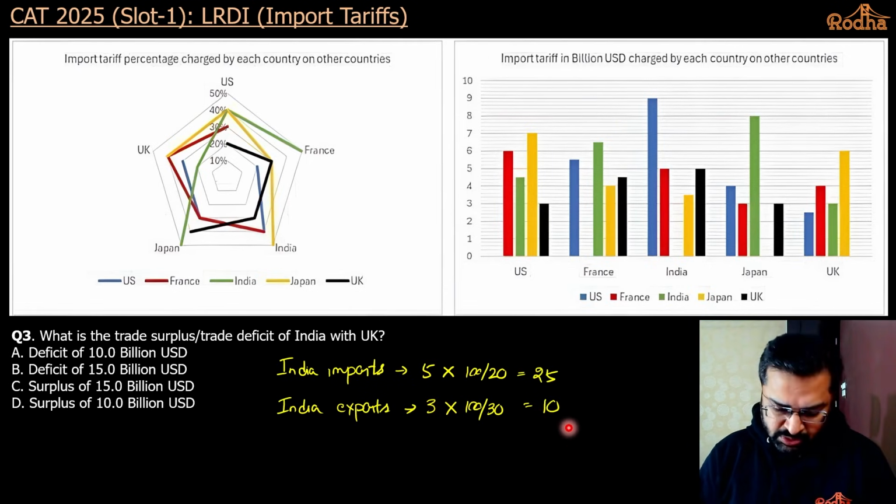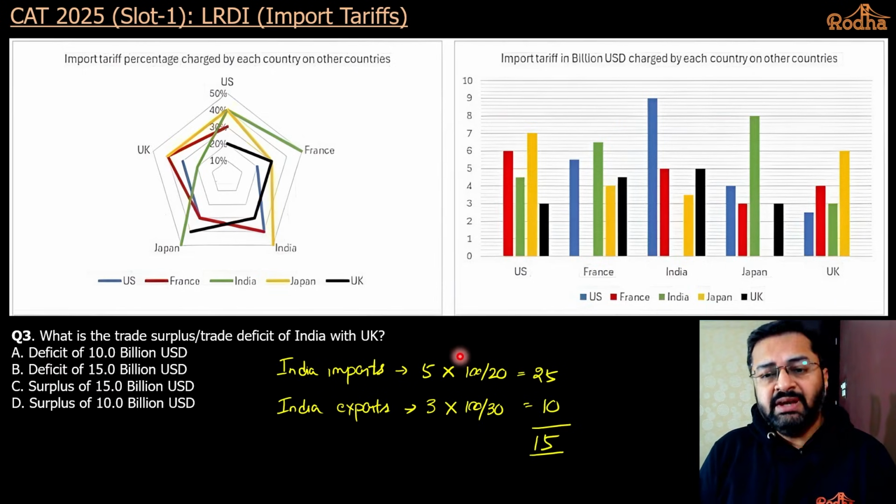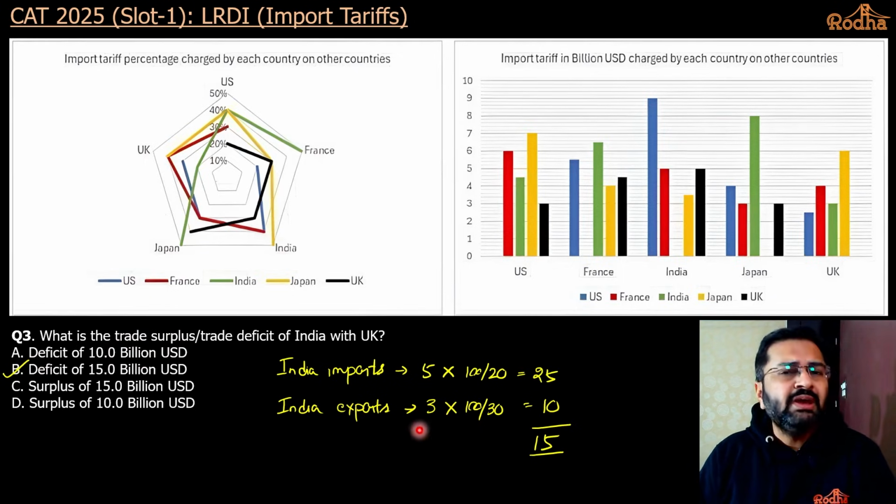So how much is this? This is 25 minus 10. This is 15. 15 is there both in deficit and surplus. What do you need to know? That if India is importing more and exporting less, it's a trade deficit. So the answer would be 15 billion USD deficit, which is option B. Just be careful with it.